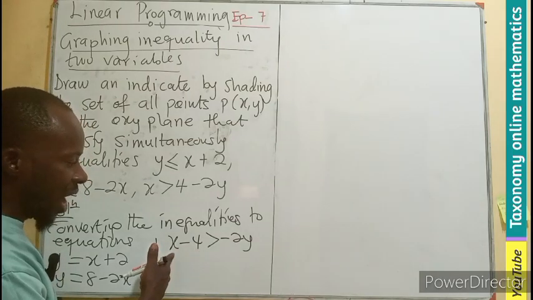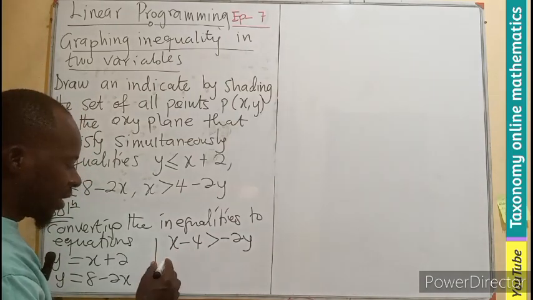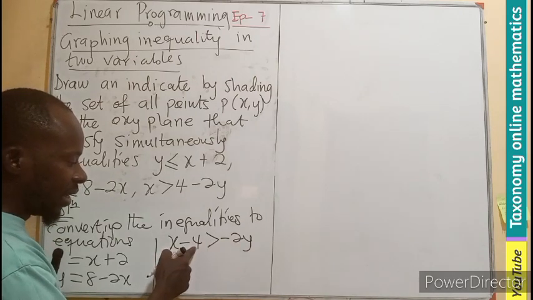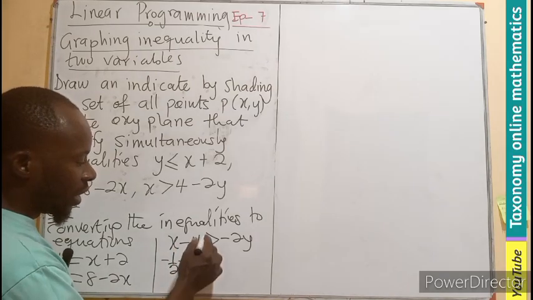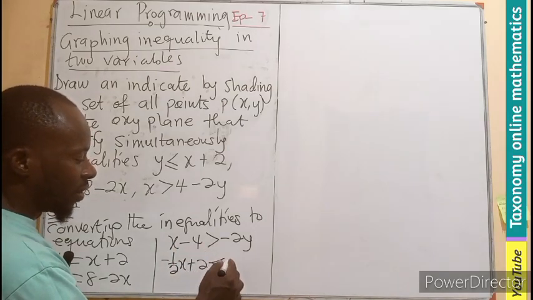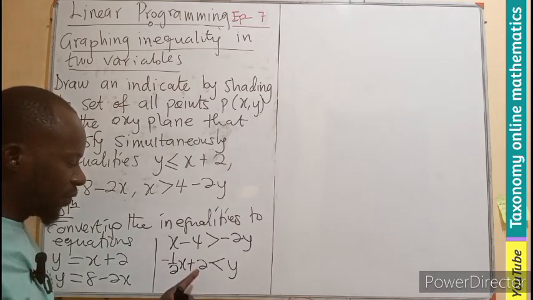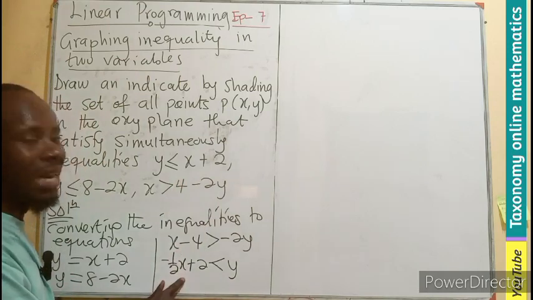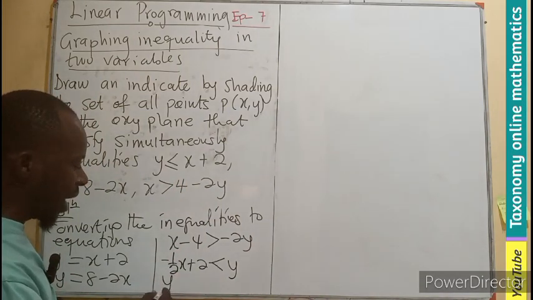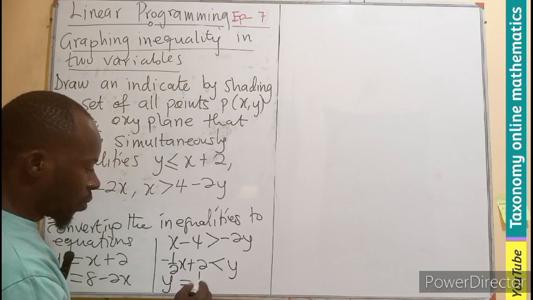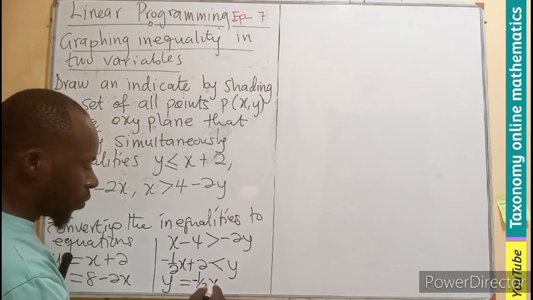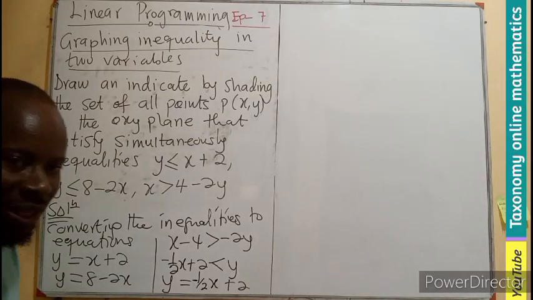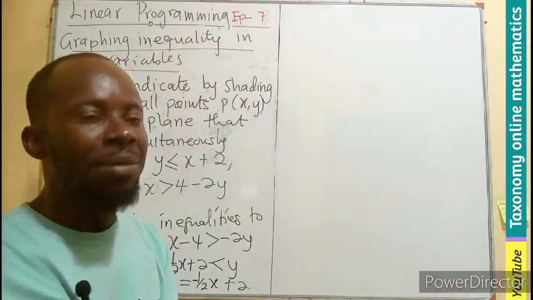And if you do that, the inequality sign also changes. So this means I'll have negative 1 over 2 x, and negative divided by negative gives you positive 2. The sign now becomes less than y. So if all of this is less than y, it means y is more than this. So we can write this as y equals negative 1 on 2 x plus 2. So we are going to deal with this as an equation and find their intercepts.